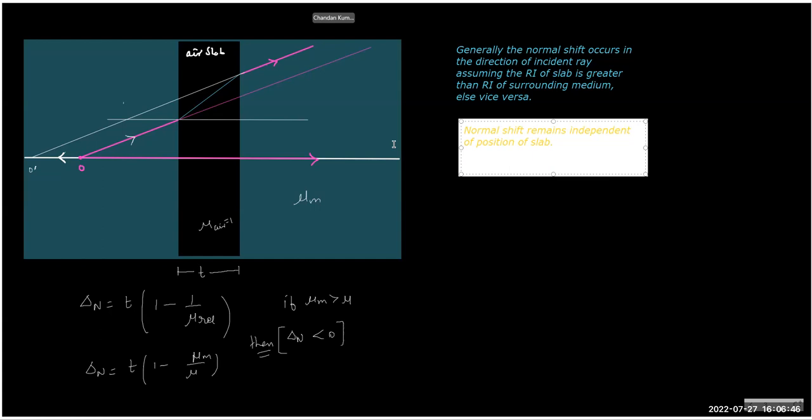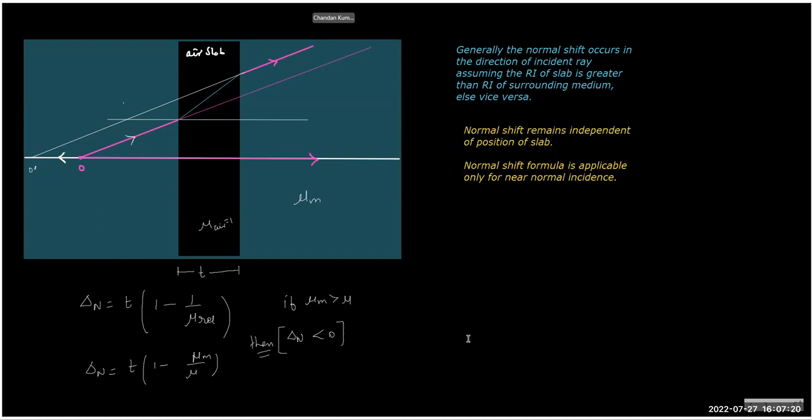Any other idea that we need to be careful about? I think normal shift formula is applicable for near normal incidence. Okay. So the normal shift occurs in the direction of incident ray, assuming the RI of slab is greater than RI of surrounding, else vice versa. If this condition is met, and the light ray comes on the other side, it will again shift. So I'll give you another example.